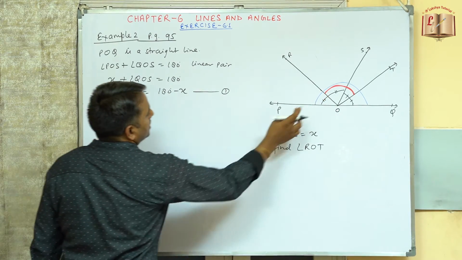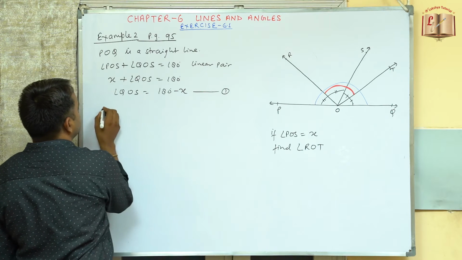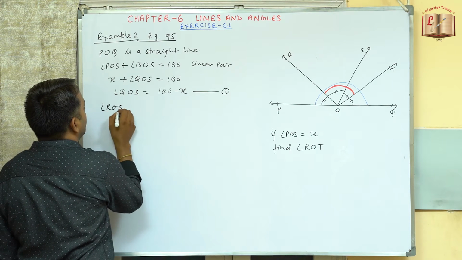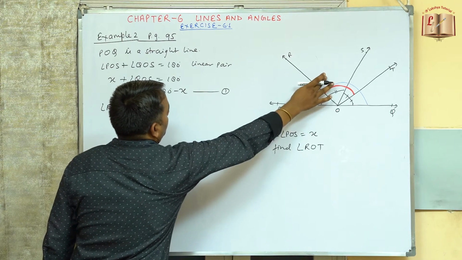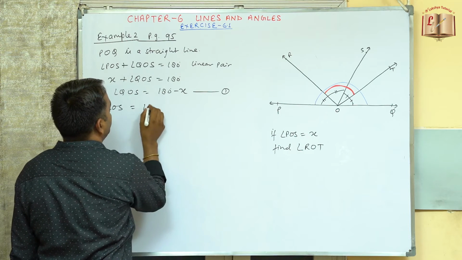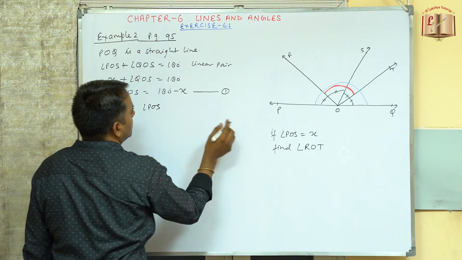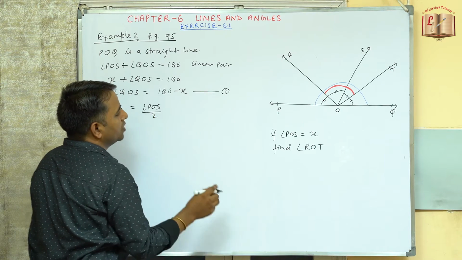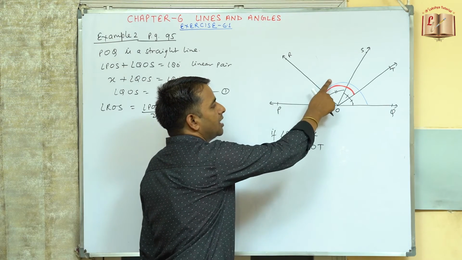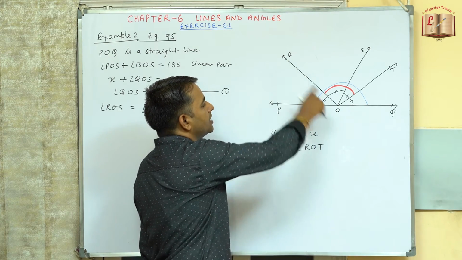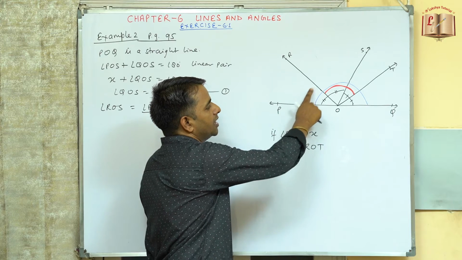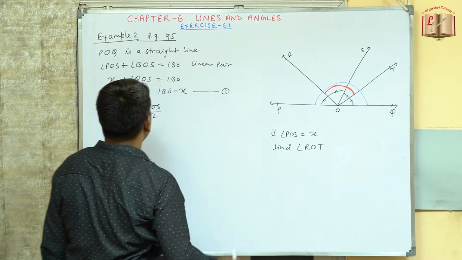Now coming to this angle ROS. Angle ROS will be equal to angle POS divided by 2, because this angle and this angle are both equal. It is given that OR is the angle bisector. So this angle and this angle are both equal.